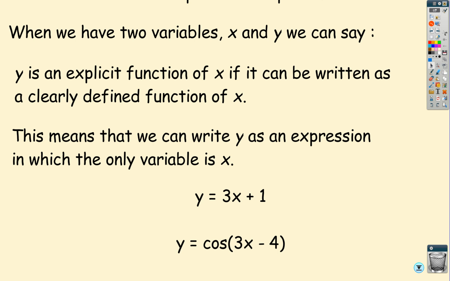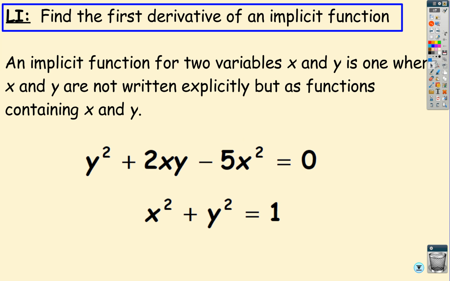So, these functions you've been working with throughout higher maths and how to differentiate them, you're well aware of now. However, an implicit function, you have come across an implicit function before. Notice the bottom equation, right? You should recognise that there as a circle equation. But an implicit function for two variables x and y is one when x and y are not written explicitly, but as functions containing x and y. Okay, so for instance, the circle equation x squared plus y squared equal to 1, that's written in terms of both the variables x and y. Those are implicit functions which we differentiate using the techniques for implicit differentiation. So that's the difference between them.